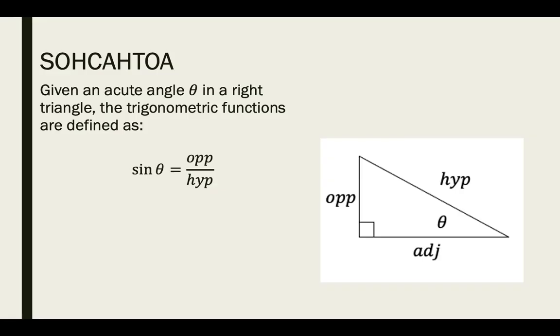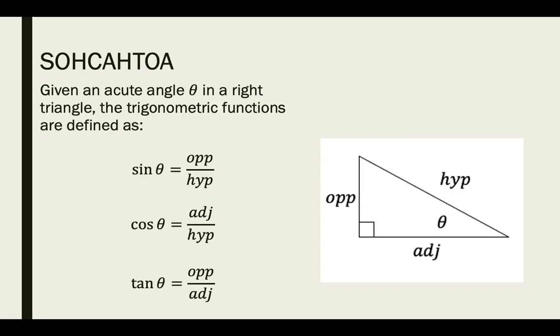So sine is opposite over hypotenuse. Cosine is adjacent over hypotenuse, and tangent is opposite over adjacent. So make sure you get those down. That's something that you're going to have to remember. Sine is the opposite side over the hypotenuse. Cosine is the adjacent side over the hypotenuse, and tangent is the opposite side over the adjacent.